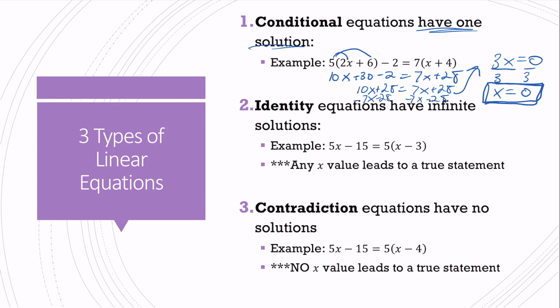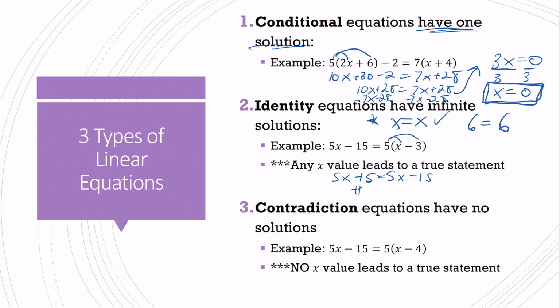Identities are equations that have infinitely many solutions. So when you solve them, they're going to end up looking like your variable equals itself, which is a true statement, or some number, let's say 6 equals 6, right? That's a true statement. That means that any x value that I substitute into this equation would lead to a true statement. So here I have 5x minus 15 equals 5x minus 3. If I go ahead and distribute, we see I have 5x minus 15 equals 5x minus 15.